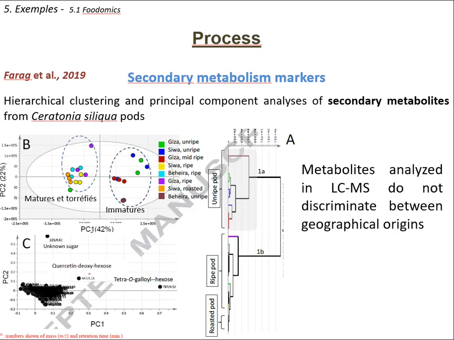Now, they also made a hierarchical clustering and principal component analysis of the secondary metabolites. They analyzed with LCMS. And in this case, they didn't discriminate between the geographical origins. This is what they show here. But it discriminated mature and immature fruits. So the marker in this case could be tetra-O-galloyl hexose, for example, which is a marker of immature fruits.